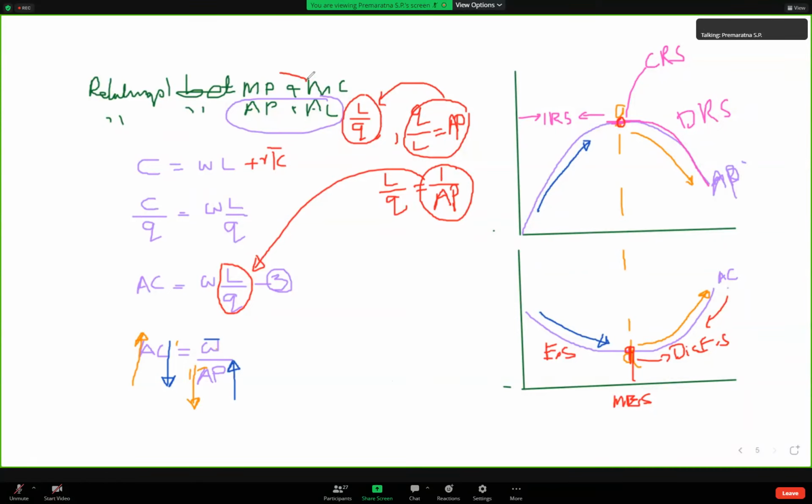Now, next I try to show you the relationship between the marginal product and the marginal cost. Now, if I draw here the relationship between marginal product and the marginal cost.